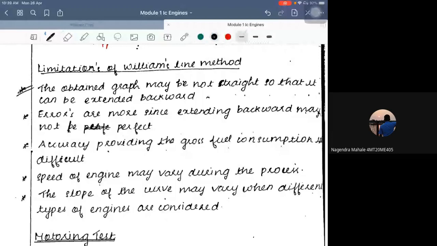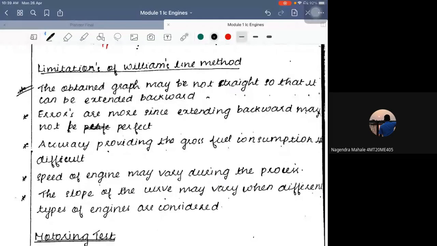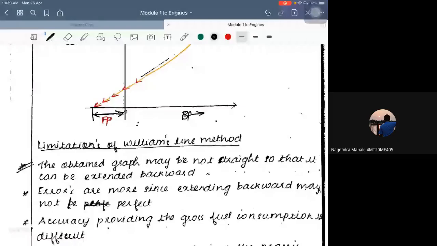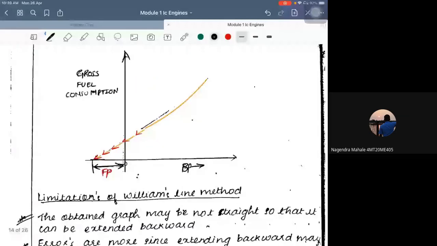The graph may not be straight, so that it can be extended backward. Errors are more, since extending backward may not be perfect. Yes. See, first of all, to extend backward, this particular line is not straight enough, isn't it? So definitely there will be some error. You cannot predict the curve. If it was a straight line like this, it could have extended properly with greater accuracy.